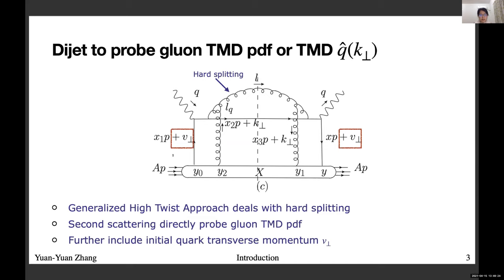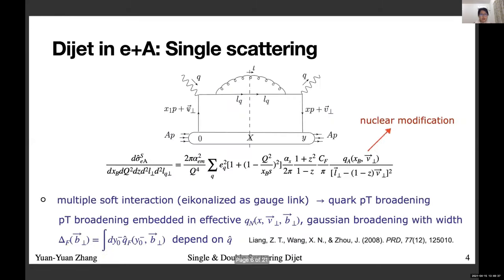And in our study of the radiated gluon spectra, we do not include the initial transverse momentum. So in our dijet study, we will include the V_perp. Okay, and for dijet in eA collisions, for the single scattering case, the hard splitting happens after the photon-quark scattering, and the cross section can be written as here.